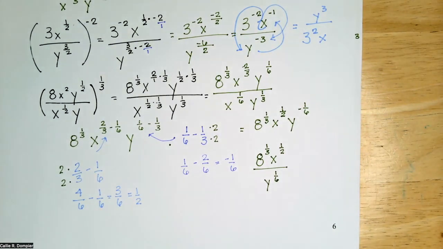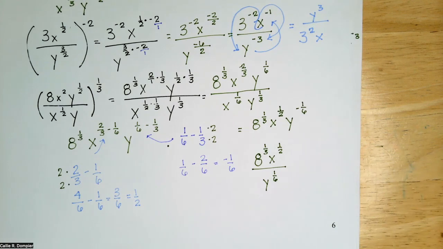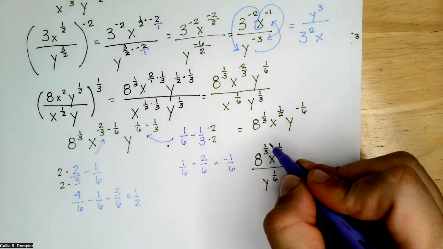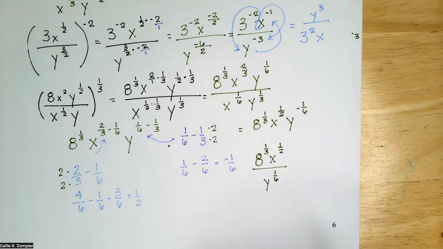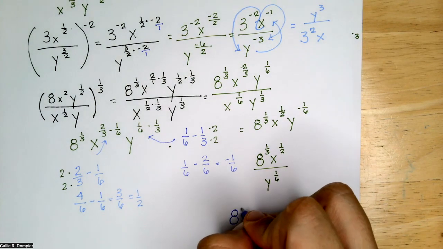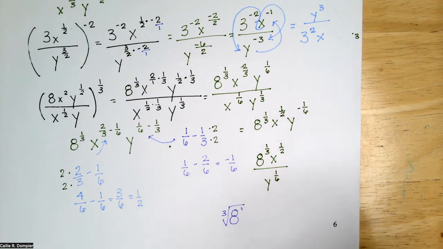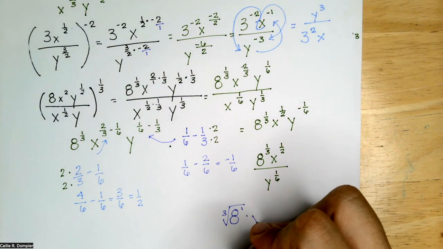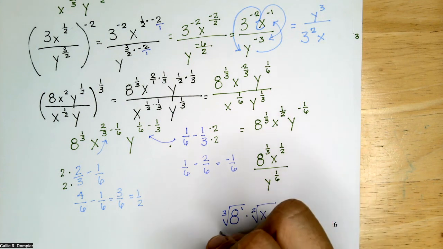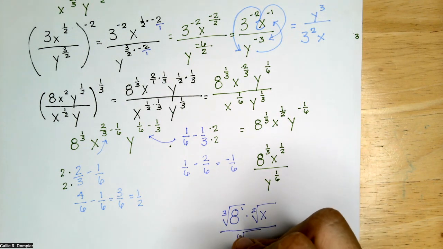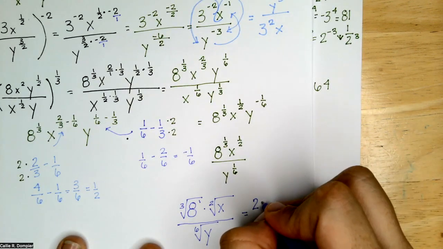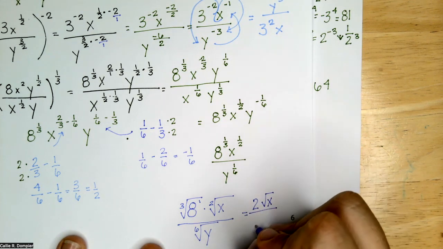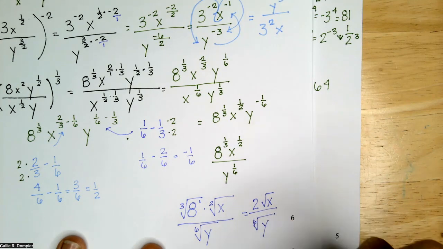And now I'm going to change this, all right, based on the rules. So I know that this is the exponent, this is the index, exponent, index, right? So I have the third root of 8 times the second root of x over the sixth root of y. The third root of 8 is 2, so you can just call it 2 square root of x over the sixth root of y.